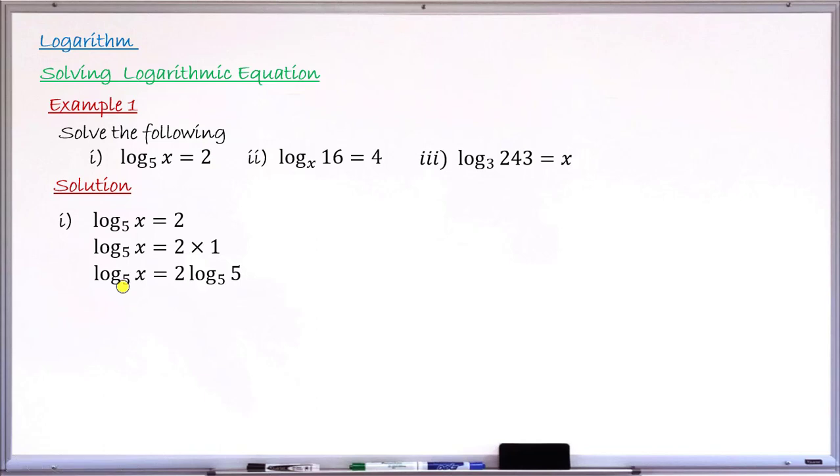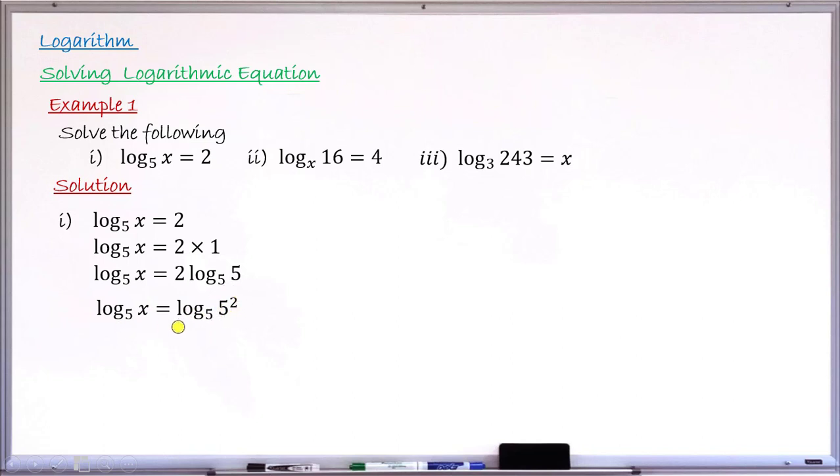I continue. What I'm going to do next, you can see this 2 can now move and become a power, by the second property of logarithm. So now you have log to base 5 of x, my left hand side, equals this 2 becoming a power to this number 5. So you have log to base 5 of 5 raised to 2. On the left hand side, log to base 5 of a number x is equal to log to base 5 of 5 raised to the power of 2.